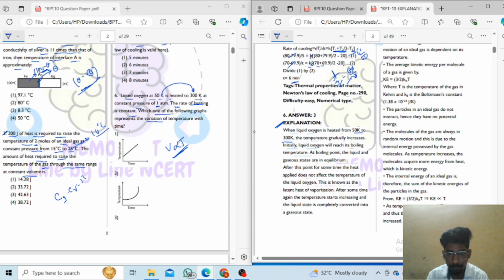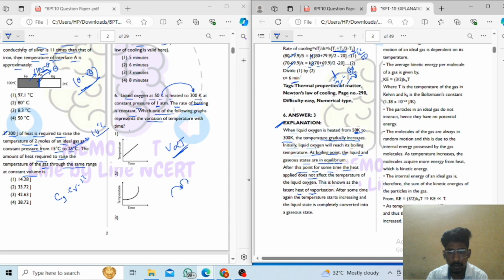If you have the concept of latent heat, whenever the state of matter changes, increasing or decreasing the heat doesn't affect the temperature during the change. In this case, this is the latent heat of vaporization. The liquid oxygen is converted into gaseous oxygen. After some time, the temperature starts increasing and the liquid state is completely converted into gaseous state.